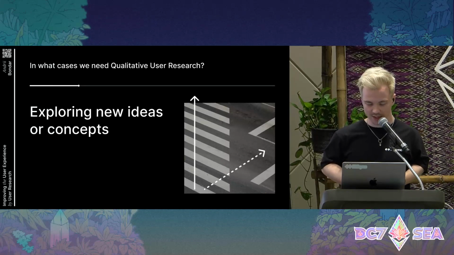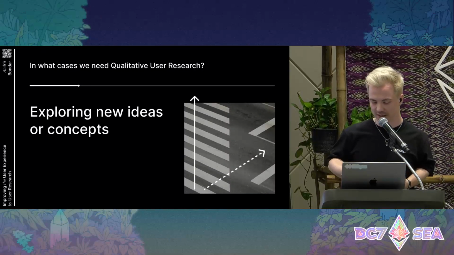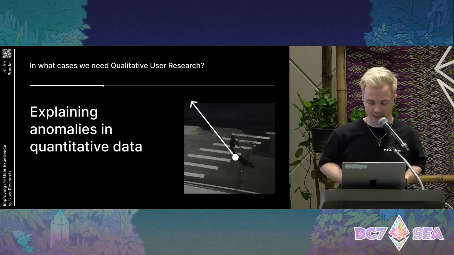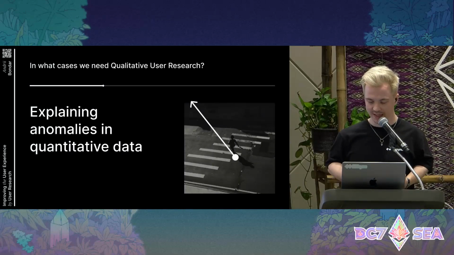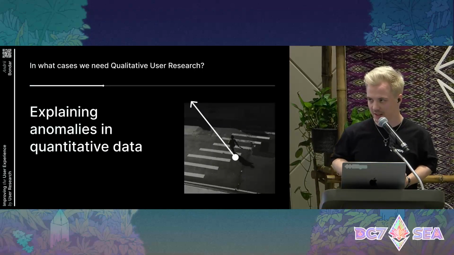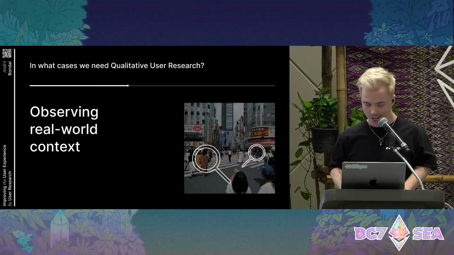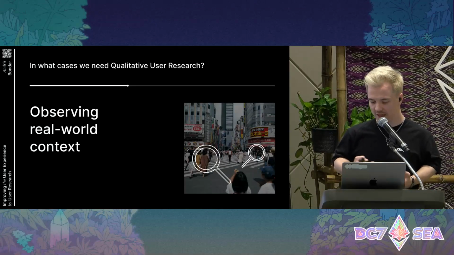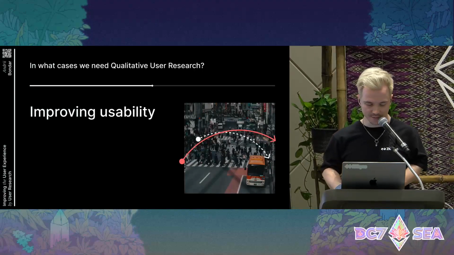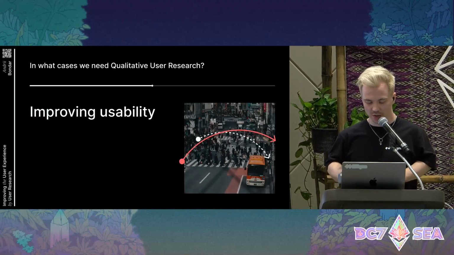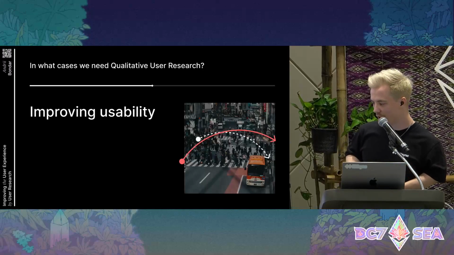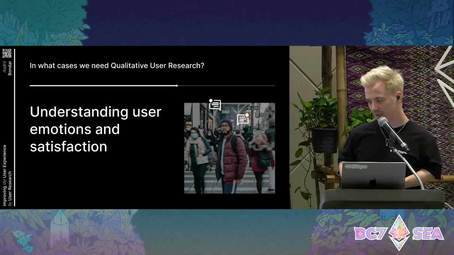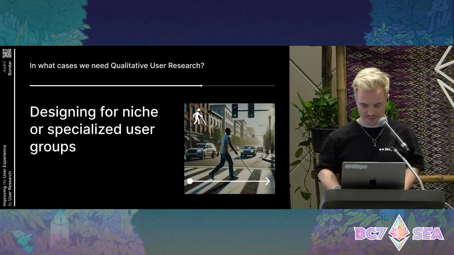Also exploring new ideas or concepts, when generating or testing early-stage ideas or designs. Explaining anomalies in quantitative data, to understand the reasons behind unexpected patterns or behaviors. And gaining real-world context, to study how users interact with the product in their natural environment. And improving usability, to identify where users encounter friction or confusion. To capture how users feel about the product and their overall experience.